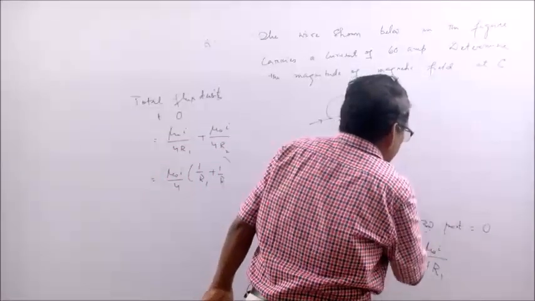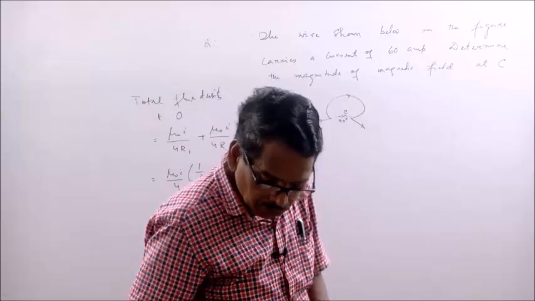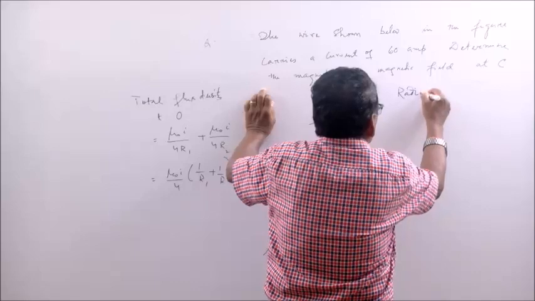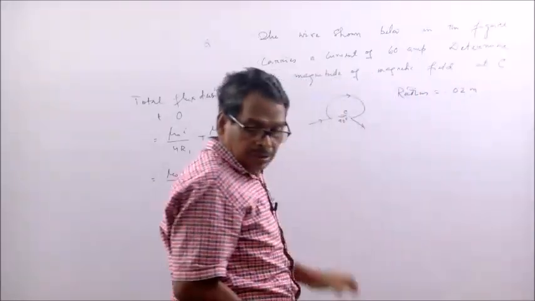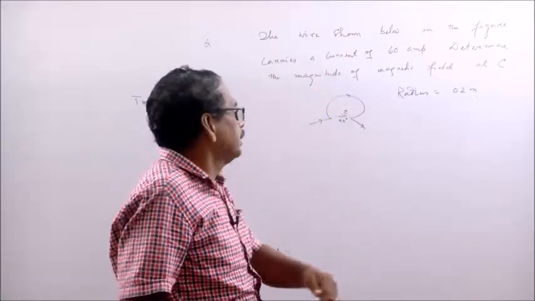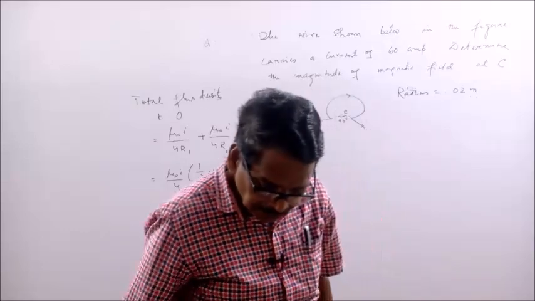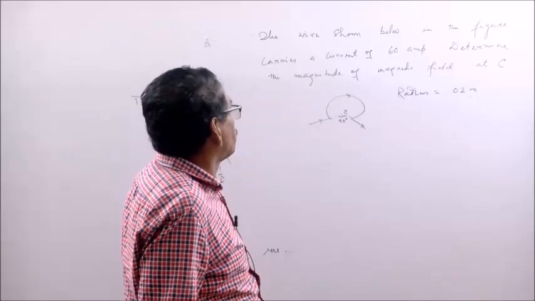What is the radius? The radius is 0.02 meter. It is given. What is the current? The value of current is also given. The current is 60 amperes and the radius is 0.02 meters. So how can we calculate this?